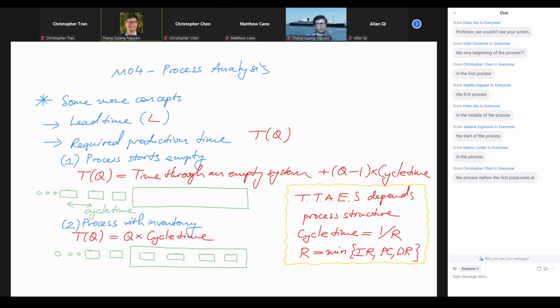Right. So this is just some more concepts. Actually, there are only 2 more concepts, right? The lead time and the required production time. They are not big models, so that's why I call them some more concepts. So now we are ready to go through the last level of analysis. We call it level 3 analysis. Let me show you the example that we need to work on right now. That will be our module 4 and slide 44.